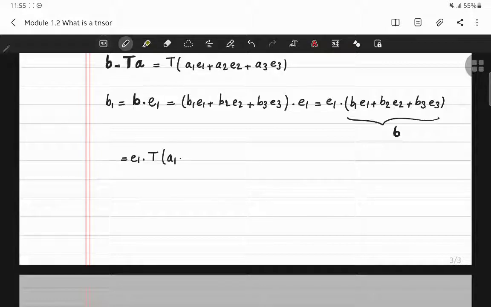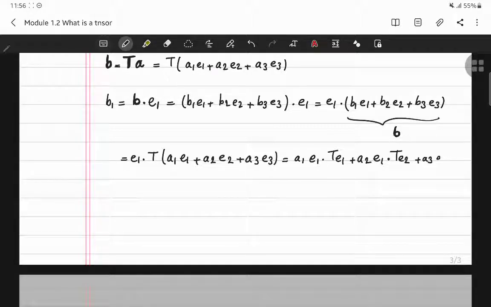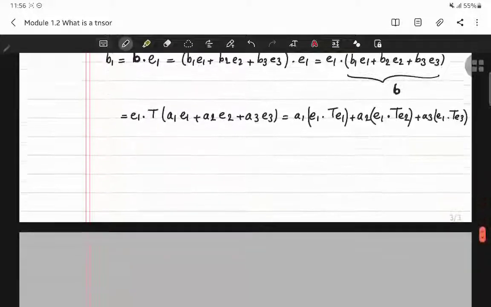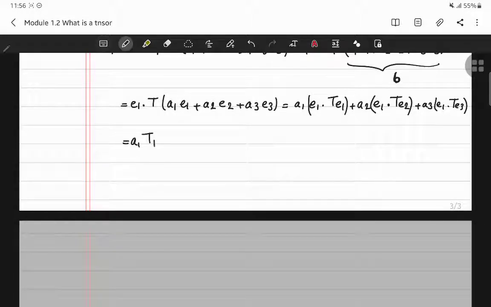So this is E1 dot T(A1 E1 plus A2 E2 plus A3 E3). I can take out A1, which is the magnitude. This is A1 E1 dot TE1 plus A2 E1 dot TE2 plus A3 E1 dot TE3. If you look at these parentheses here, you may recall these expressions. These are nothing but A1 T11 plus A2 T12 plus A3 T13, of course.